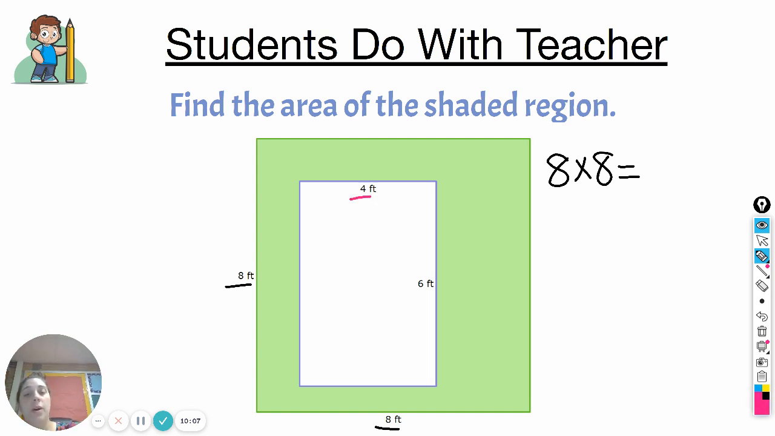Then find the area of the white one, which is 4 and 6, so 4 times 6. And then you're going to take this answer and take away this answer, and that will give you the area. So I'm going to give you just a moment to start working on solving that. Try and get at least these two problems solved, and then we'll go to the next step. If you have time, go ahead and solve the whole thing.